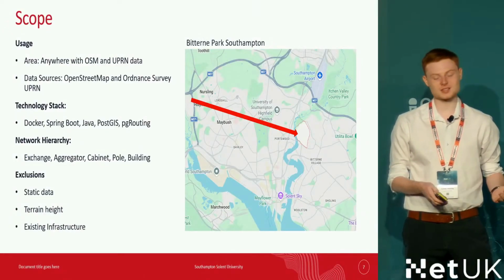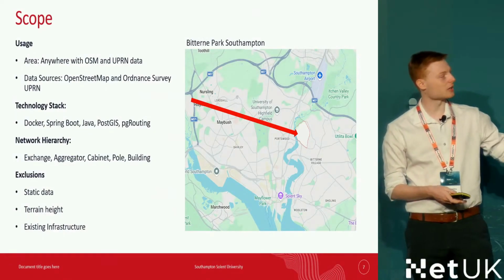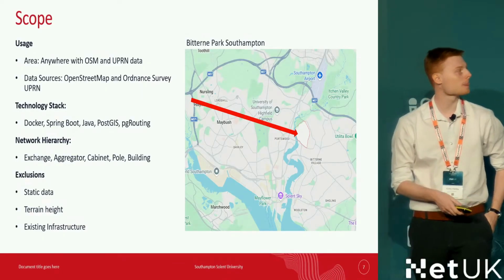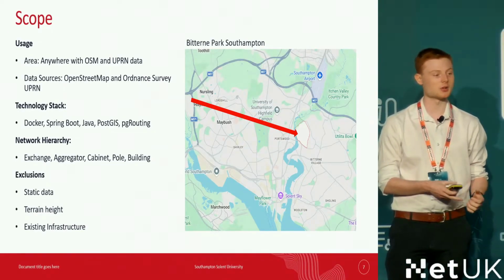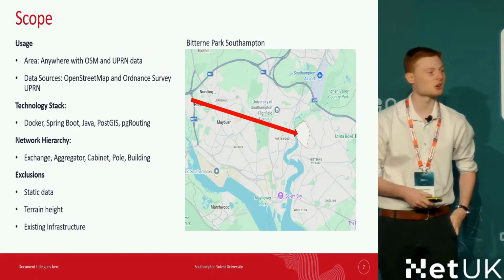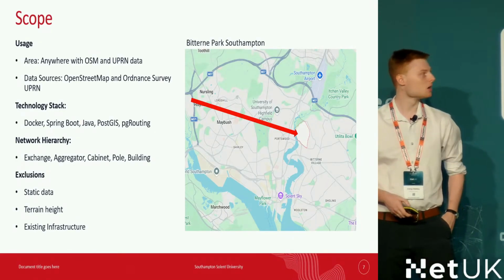So basically, the project itself is designed to work anywhere in the UK with OpenStreetMap data and UPRNs. To actually develop the project, we looked at this small area in Southampton called Bitterne Park. And then when we came to testing that, we scaled up to larger areas like Winchester, the Isle of Wight, and then eventually the whole county of Hampshire.